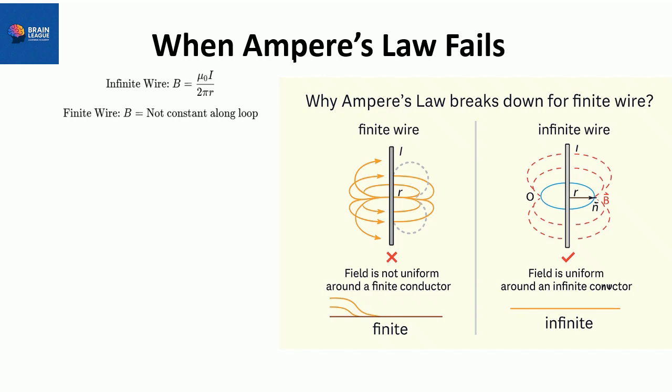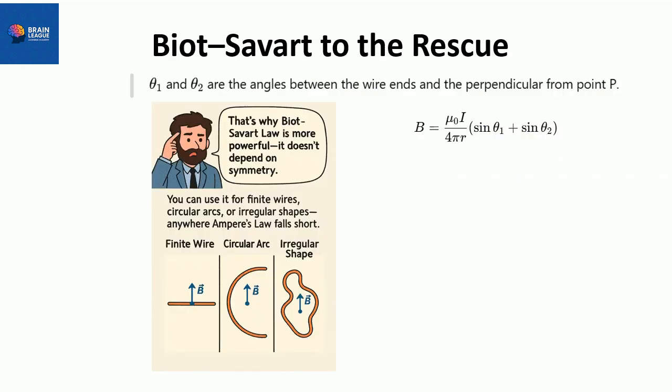For the finite wire, field direction and magnitude change continuously. Ampere's law can't simplify the integral anymore. Here's where Biot-Savart law saves the day. It lets us compute the magnetic field from each tiny element of current and then add them all up.